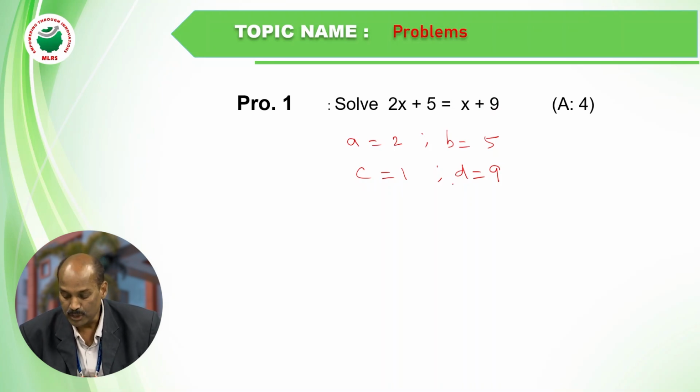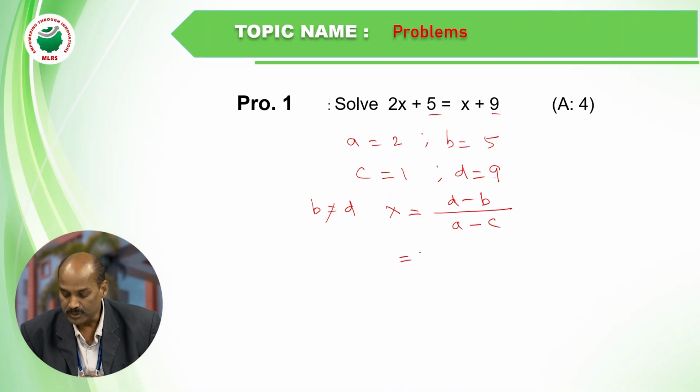Now in this case, check whether b equals d. Here b is not equal to d, therefore what is the x value directly? It is d minus b in the numerator, and a minus c in the denominator. So we use the d minus b formula here, divided by a minus c.